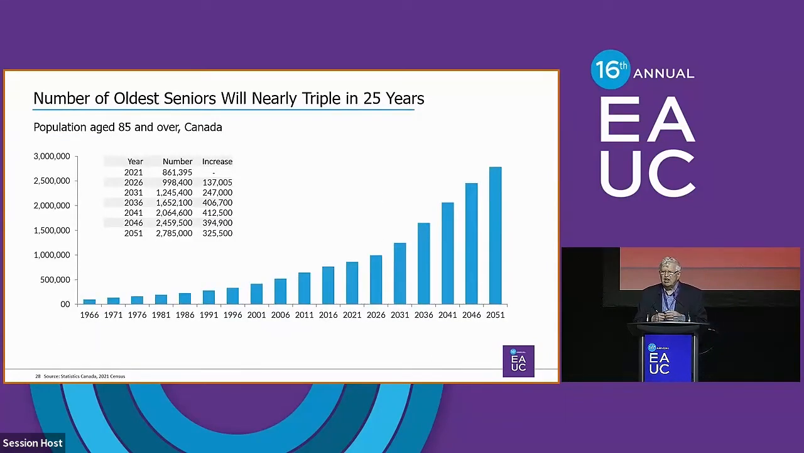And the third challenge we face is with our oldest population, 85 and over. You can see in the census there were 860,000 or so people over the age of 85 in Canada, and you can see how those numbers are going to rapidly increase, and in fact pick up speed in terms of the increase over the next number of decades.